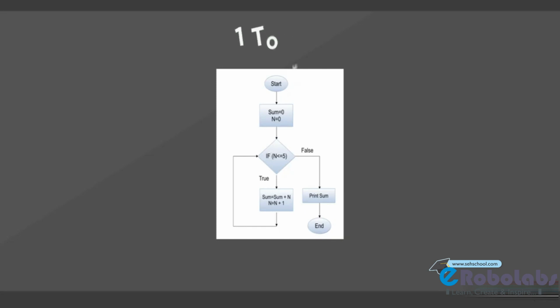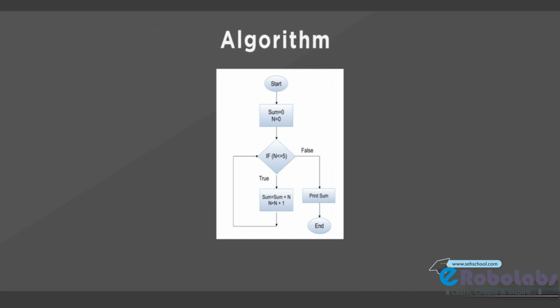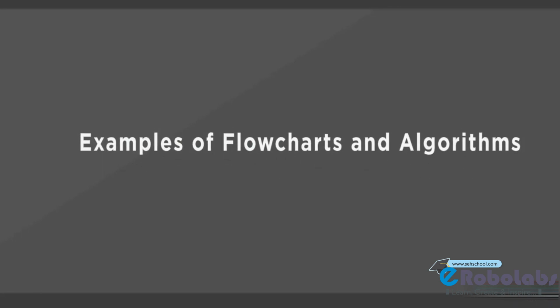Let us understand this with the help of algorithm and flowchart. Print the sum of series from 1 to 5 numbers. Algorithm. Step 1. Assign sum equals 0, n equals 0. Step 2. If n is less than or equal to 5, then n equals n plus 1, sum equals sum plus n. Else, print sum. Flowchart.